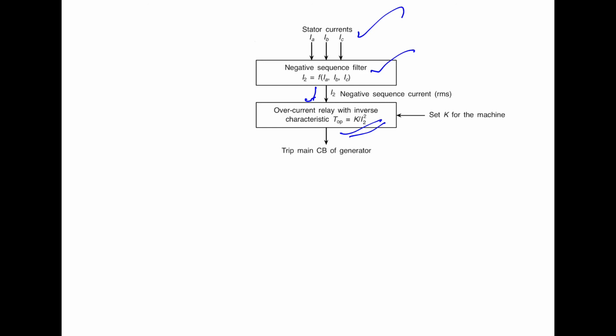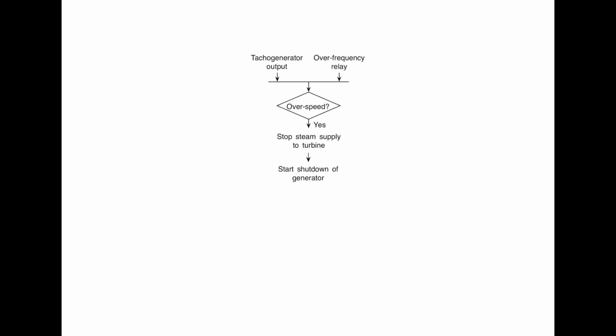So this is the logic which is used: we take the stator current, obtain the negative sequence component, and the overcurrent relay with the inverse characteristics can be used to detect it, and then we trip the circuit breaker of the generator. So this is how this protection is done. Next we will discuss overspeeding.